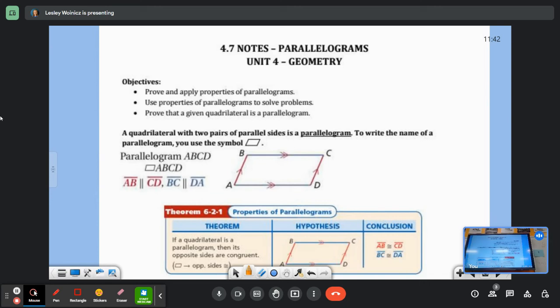Okay, we're going to prove and apply properties about parallelograms. We're going to use properties of parallelograms to solve problems, and we are going to prove that a given quadrilateral is a parallelogram.